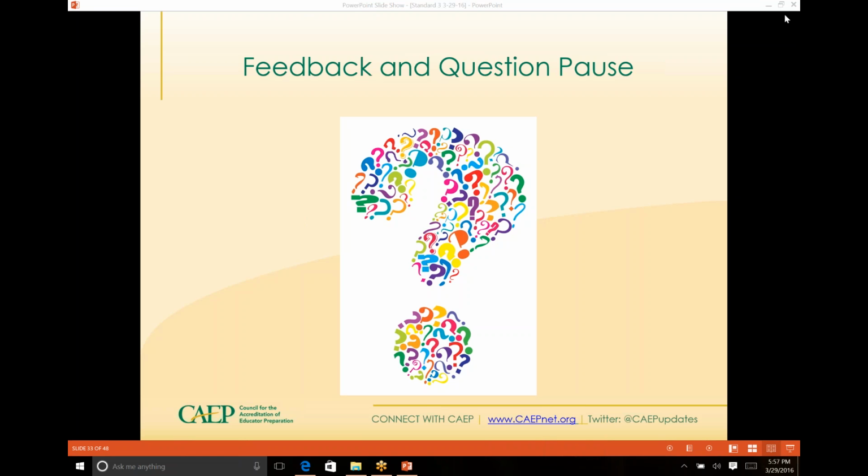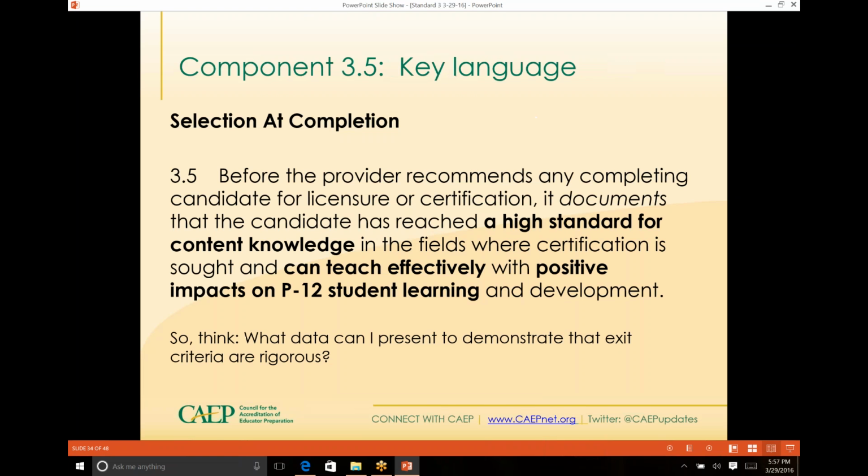Okay, I'm going to drag it back over to the side now, and we're going to continue with the next component. We're at 5:57, have 3 minutes to go.